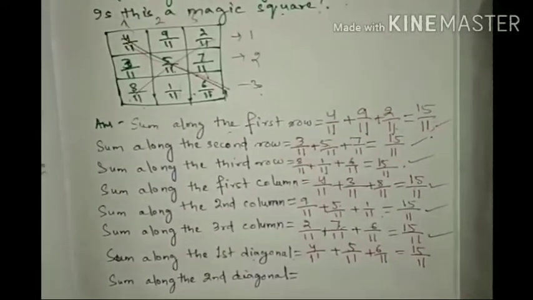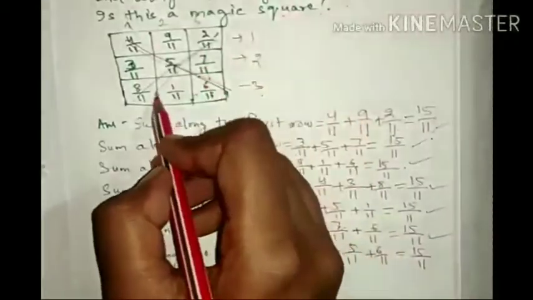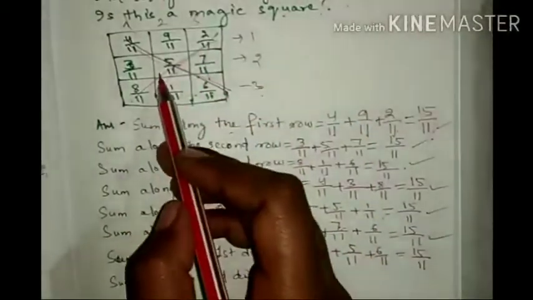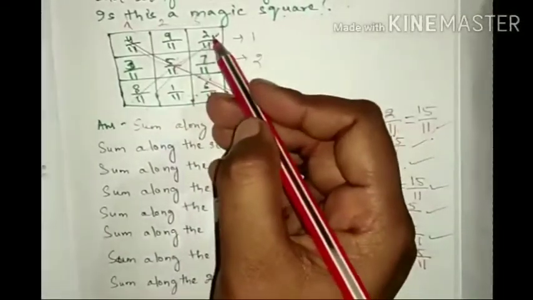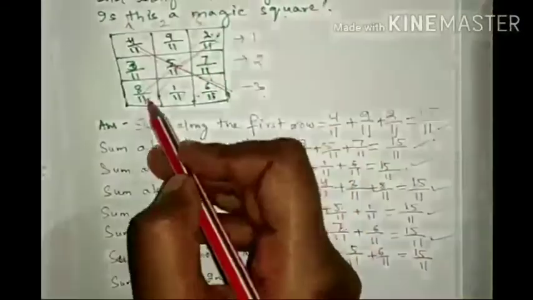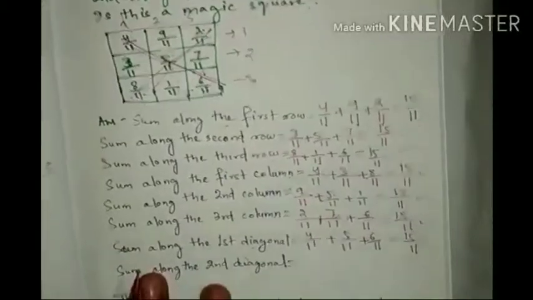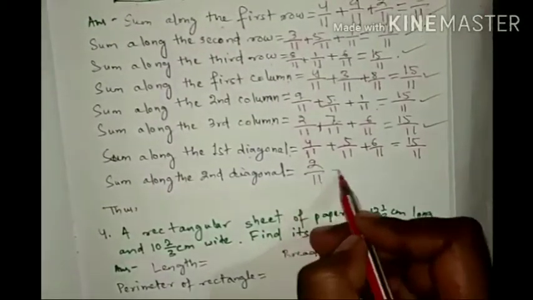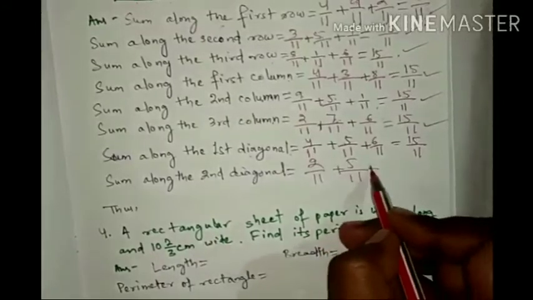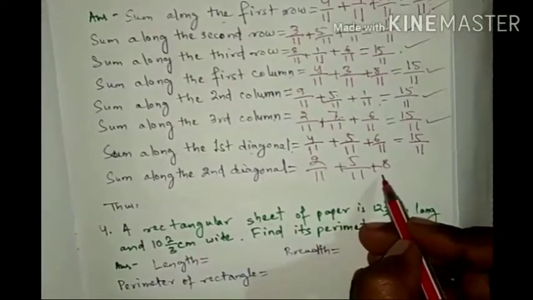First we'll see the second diagonal. In the second diagonal, from the top you can see 2 by 11, 5 by 11, 8 by 11. So let's write 2 by 11 plus 5 by 11 plus 8 by 11.